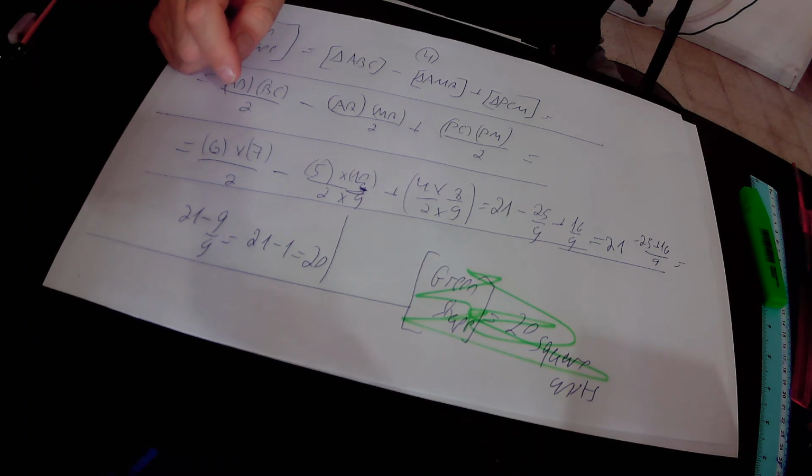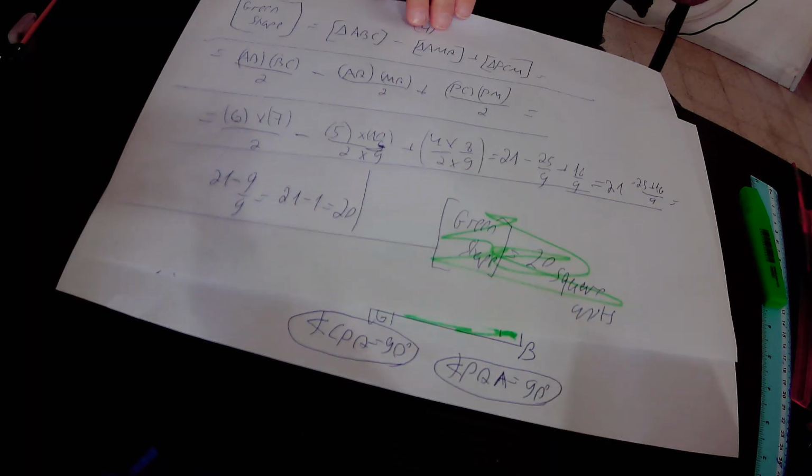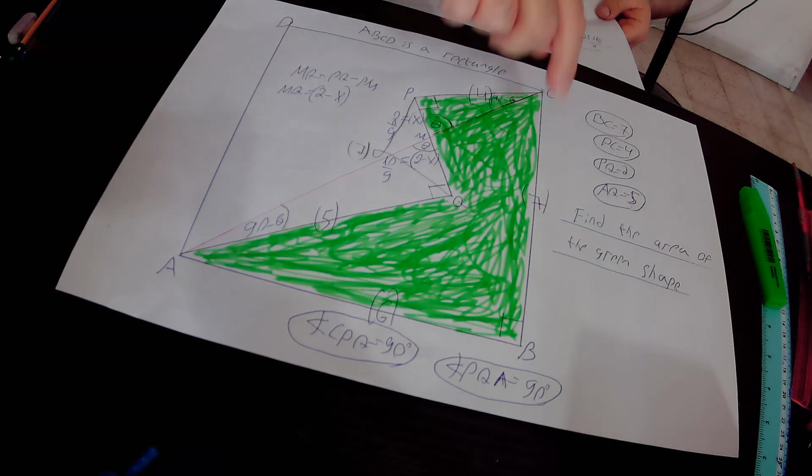So the area of the green shape equals 21 minus 9 over 9. Minus 9 over 9 is minus 1. So in total, the area of the green shape equals 21 minus 1, that is 20. So in conclusion, we found that the area of this green shape equals 20 square units. Okay, thank you very much.